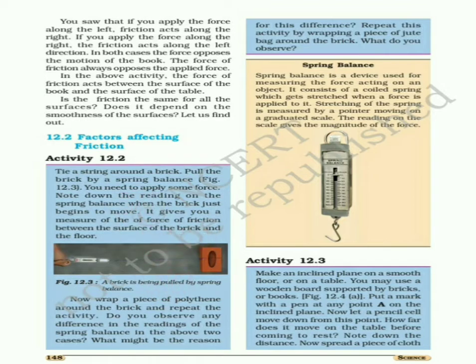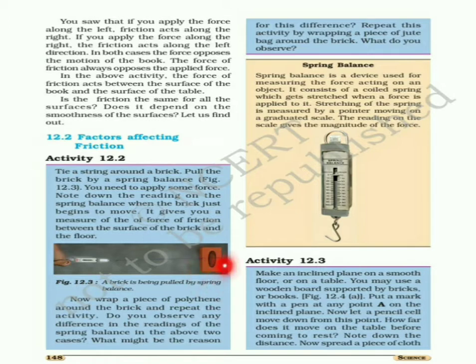This is a very simple activity. This simple activity tells how we can reduce friction, that is, what the factors affecting friction are. I already told that the surface is the first factor that affects the force of friction. If the surface is smooth, the friction will be less. If the surface is rough, the friction will be more.